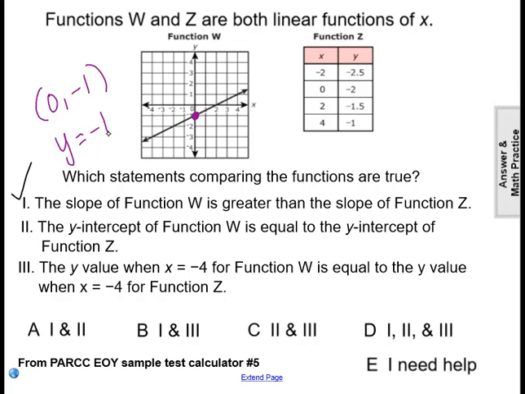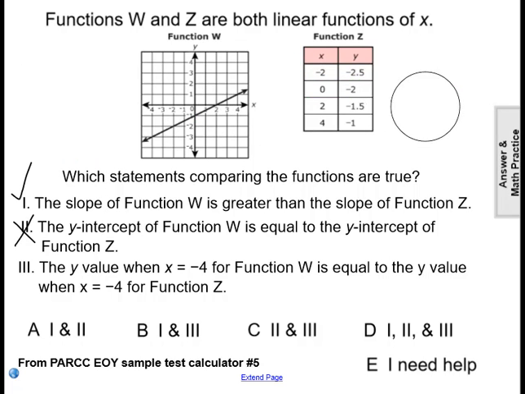Now here in a table, the y-intercept is the y value where x equals 0. So we have x equals 0 in our table, and the y value is -2. So y equals -2 is going to be that y-intercept. So the statement that the y-intercept of function w is equal to the y-intercept of function z is false. They're not equal. One is -1 and one is -2. So that statement is not true.